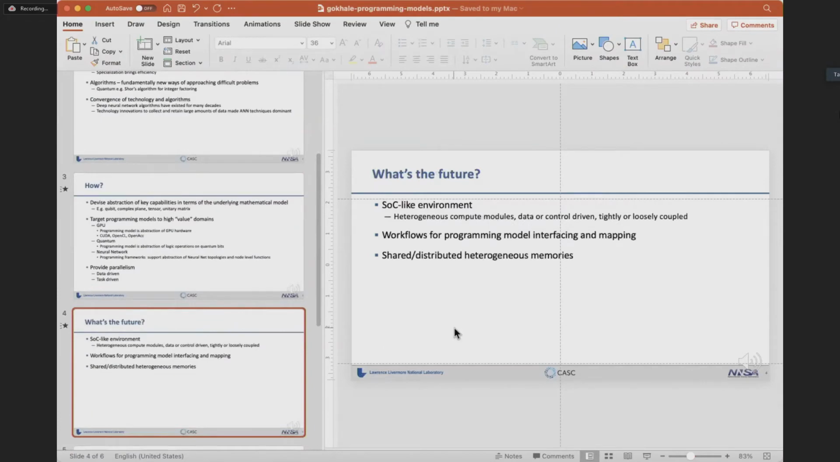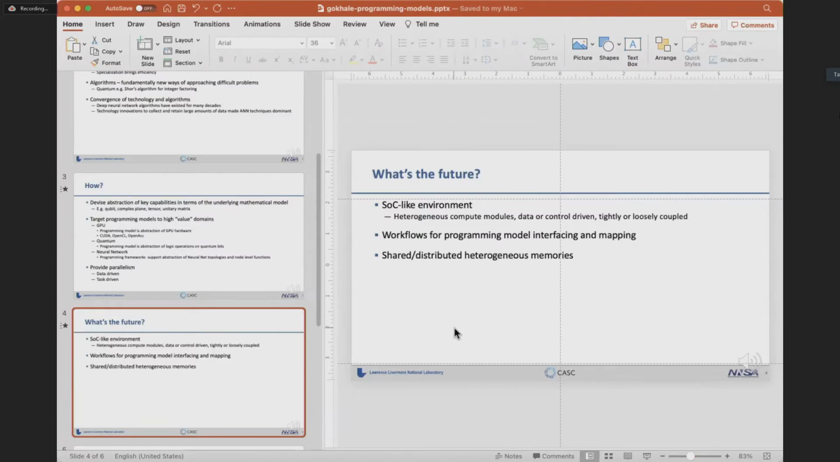So what's the future? To me, the future is a system-on-chip-like environment. So heterogeneous compute models, data and/or control-driven, tightly or loosely coupled. It's what you see if you work for Apple or worked on cell phones, that SoC environment. And I have a background in reconfigurable computing with FPGAs, and that is the combination of SoC-like environment and higher-level programming. So it's a difficult environment to work in, but I see that's where we're going.